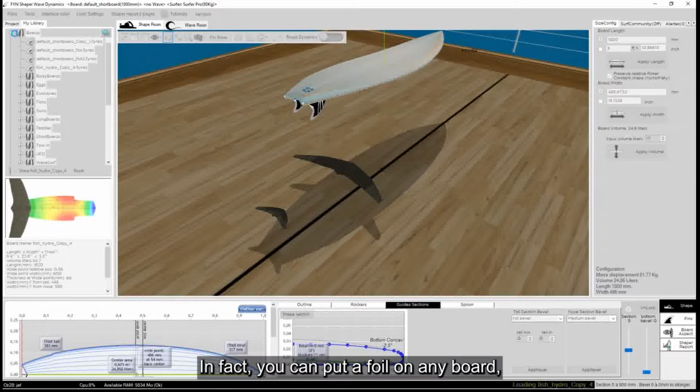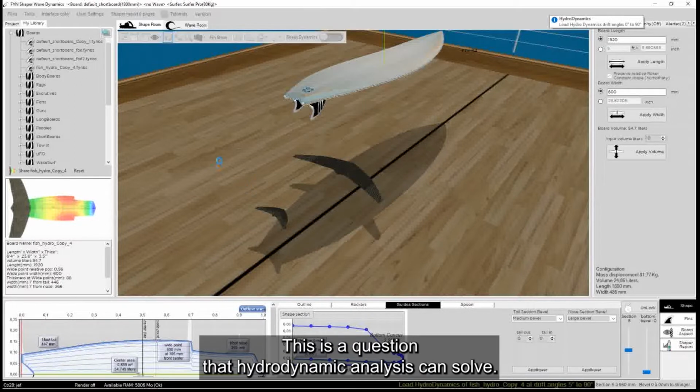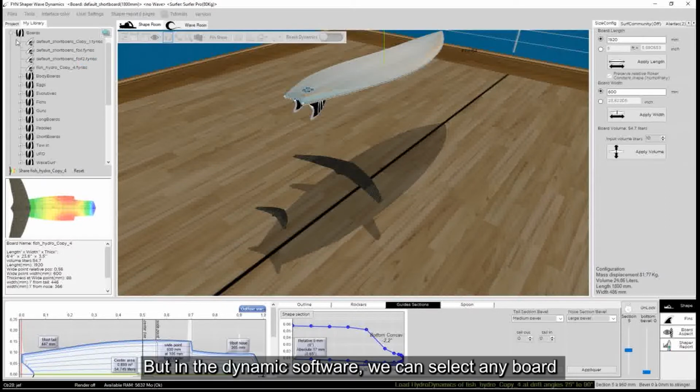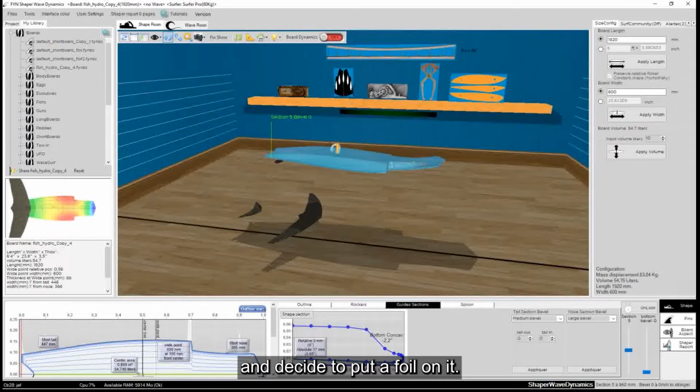In fact, you can put a foil on any board, in theory. Then, will it work? This is a question that hydrodynamic analysis can solve. In the dynamic software, we can select any board from our database, here in our library, and decide to put a foil on it.